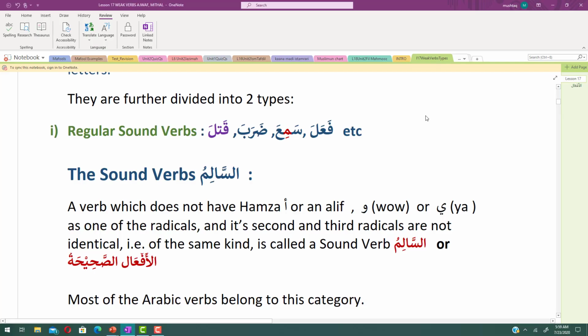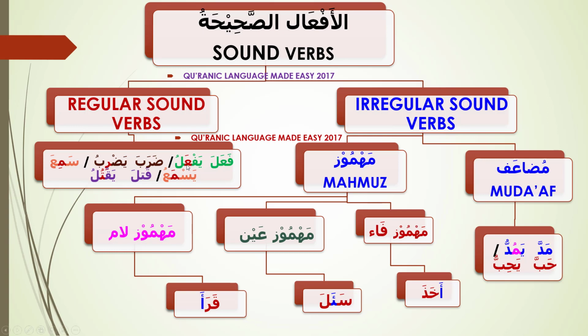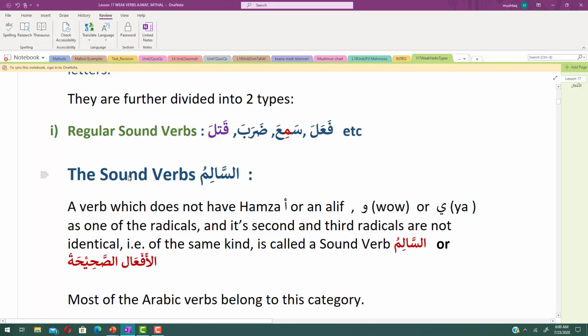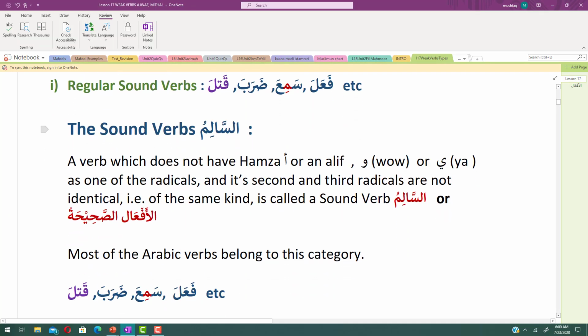Let's learn what the regular sound verb is. The regular sound verbs are the verbs, as I just said, which do not have the weak letters alif, waw, or ya as one of the root radicals, and its second and third radicals are not identical. This is called sound verbs or regular sound verbs or salim verbs or al-af'al as-sahiha. The examples are fa'ala yaf'alu, daraba yadribu, sami'a yasma'u, qatala yaqtulu. These are the verbs which don't have weak letters in them, and most of the Arabic verbs belong to this category.